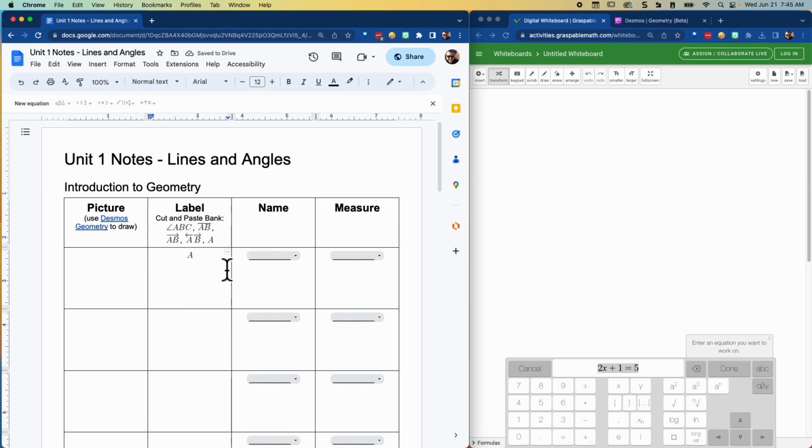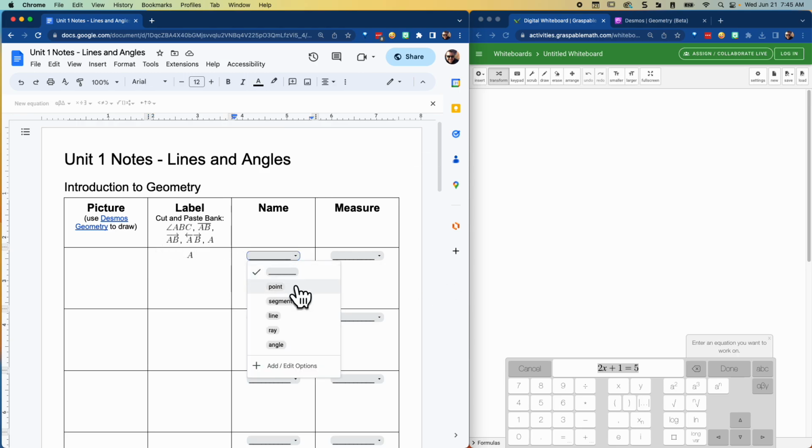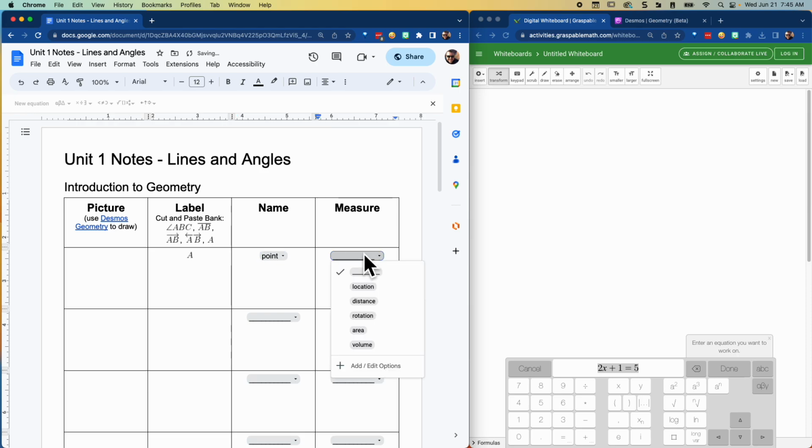And so the label A here is just a single thing. And when it's just a single thing, we call that a point. And the measure of something like that, we're not measuring distance or rotation or area or volume. It's just a location, like wherever it is.